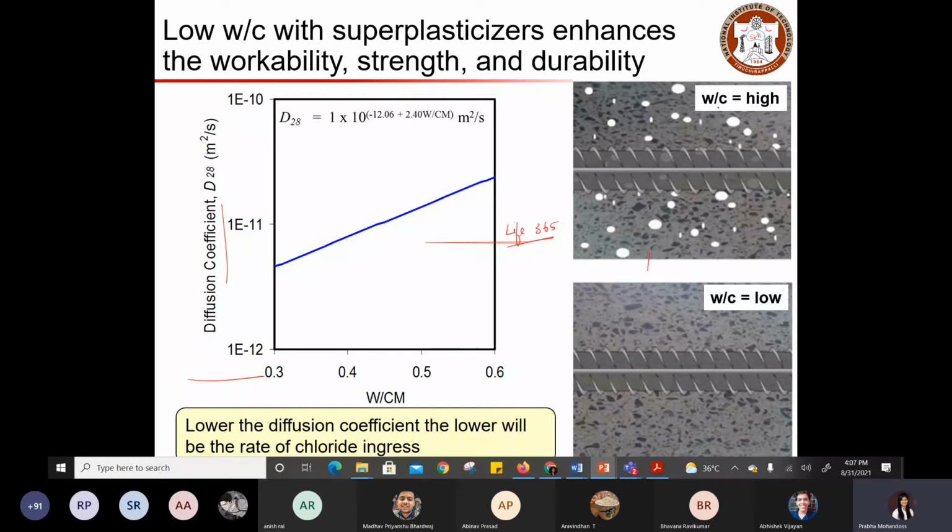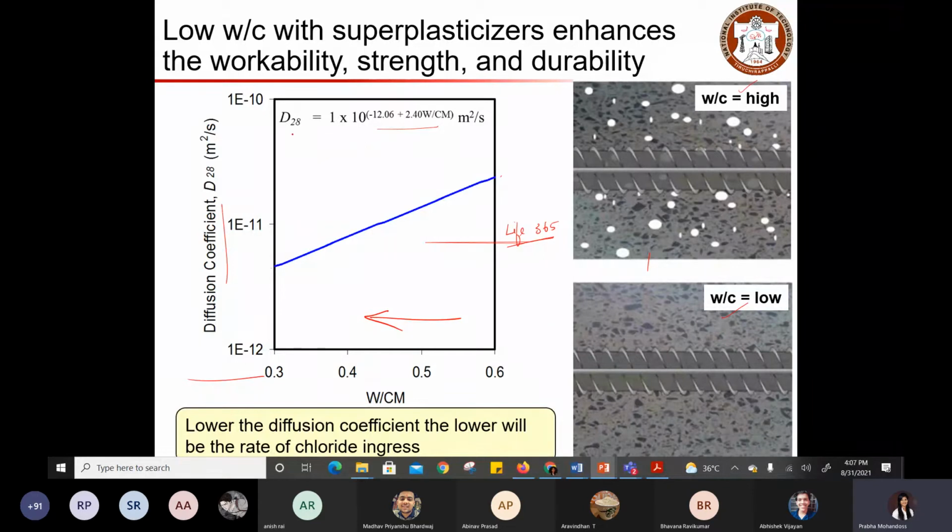You can consider the water cement ratio. Where you have a higher water cement ratio, the pores will be in huge quantity, and when you have a lower water cement ratio, you can get a denser microstructure, with fewer pores. In such cases, you can see the diffusion coefficient will get reduced as the water cement ratio decreases. So when you have a high water cement ratio, you have a high diffusion coefficient, and when you have a lower water cement ratio, that gets reduced.